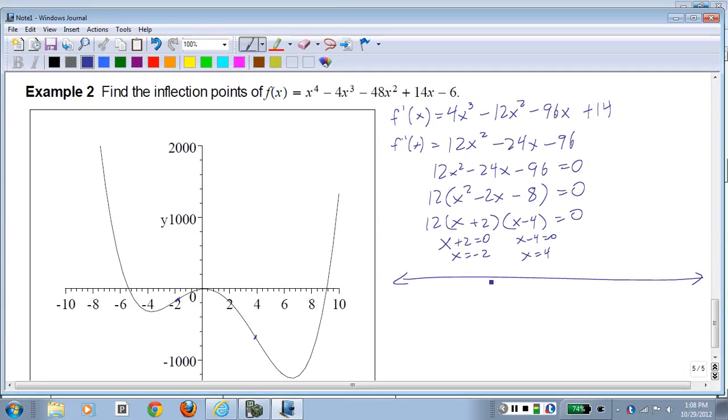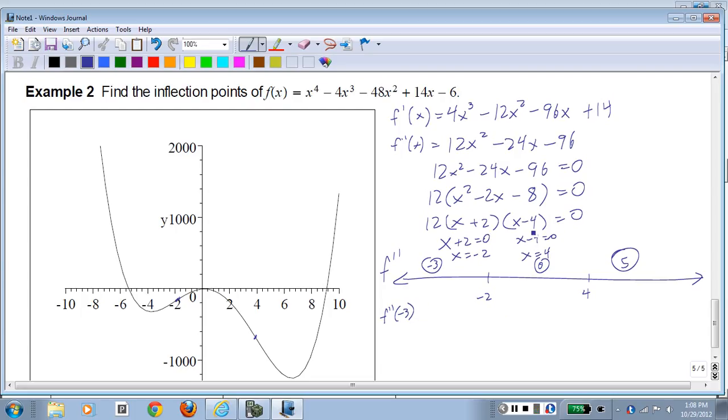Put the numbers in order from left to right on the number line and construct a sign graph for f double prime. Pick nice numbers, less than negative 2, between negative 2 and 4, and greater than 4. So I'm going to go with negative 3 for a test number less than negative 2, 0 for a test number between negative 2 and 4, and 5 for a test number greater than 4. Now, if we want to know where to plug these numbers in, it's a sign graph for f double prime. So we want to know, is f double prime positive or negative? So we evaluate f double prime at negative 3.